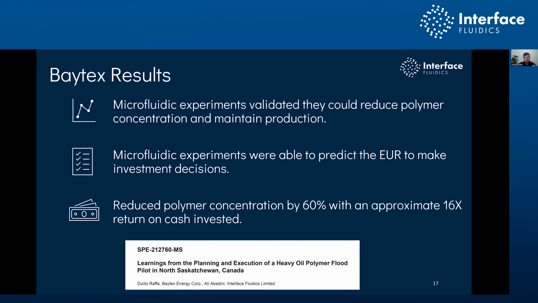So understanding the uplift created by the polymer was validated against other simulation data and other methods. So our data made sense in context with everything else that was going on with Baytex. And finally, being able to reduce this polymer concentration by 60% was obviously a very significant operating return for them, an OPEX reduction.